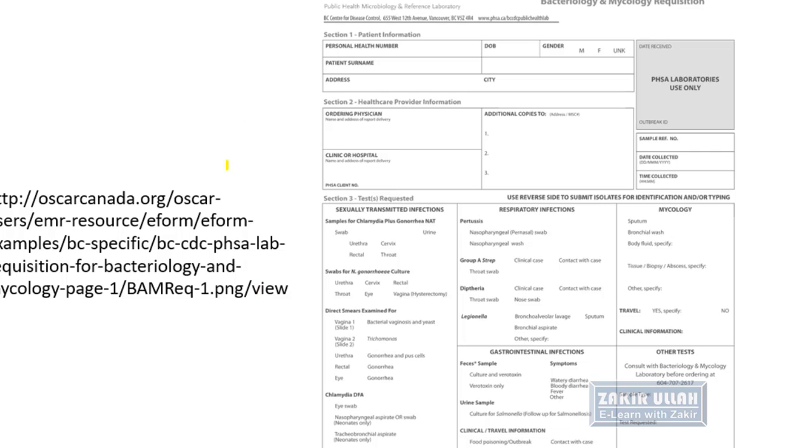This is a sample chart of the request form: the personal health insurance number, patient name, address, date of birth, and gender. All this information is written in this proforma. So this is an example of a request form which is sent to the lab along with the labeled sample.